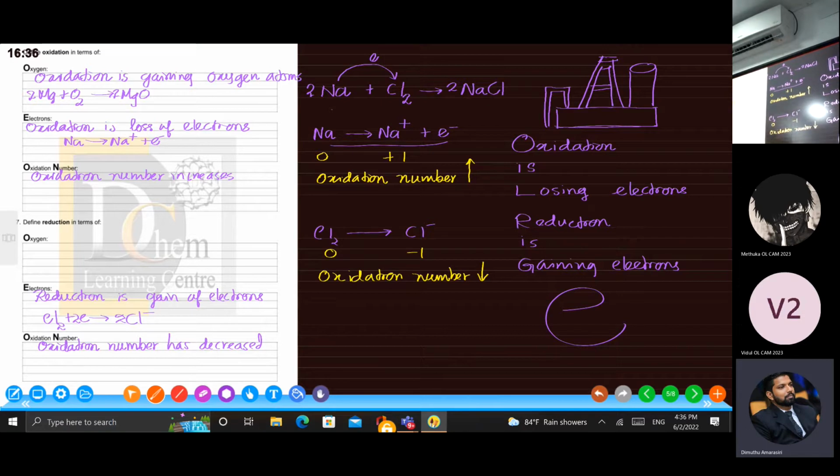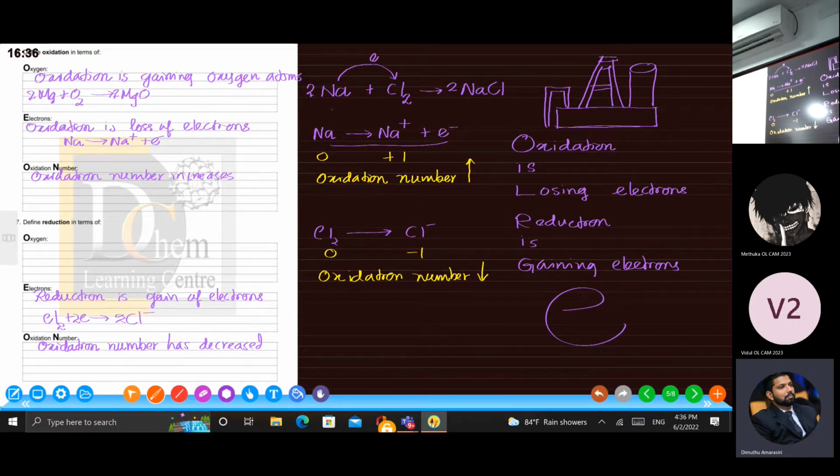Never say magnesium oxidizes. When you say that, it becomes the verb of magnesium, then it is oxidizing something else. You get my point? Be careful in this, okay? So magnesium gets oxidized in this case. Why? Magnesium is gaining oxygen atoms.